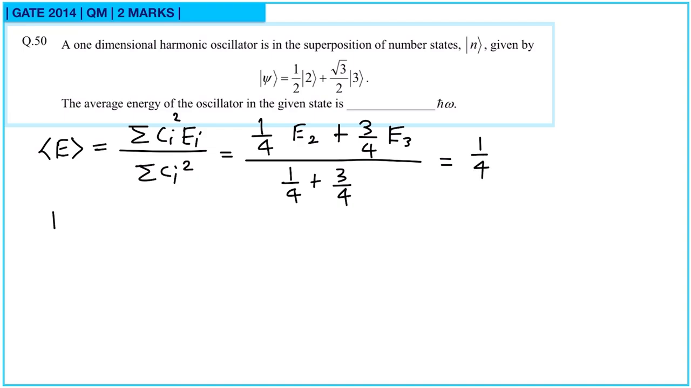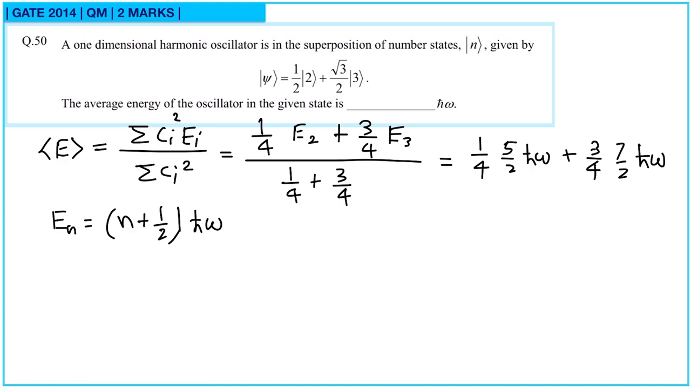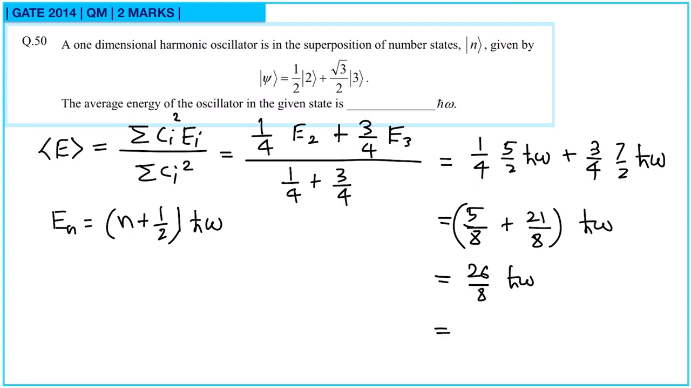Now this is a harmonic oscillator. So En is equal to n plus half h cut omega. So when we put 2 here, this will be 5 by 2 h cut omega plus 3 by 4, and the next state will be 7 by 2 h cut omega. This is equal to 5 by 8 plus 21 by 8 h cut omega, that is 26 by 8 h cut omega, that is 13 by 4, which is equal to 3.25 h cut omega. So the answer is 3.25, and the answer given in the answer key is 3.2 to 3.3.